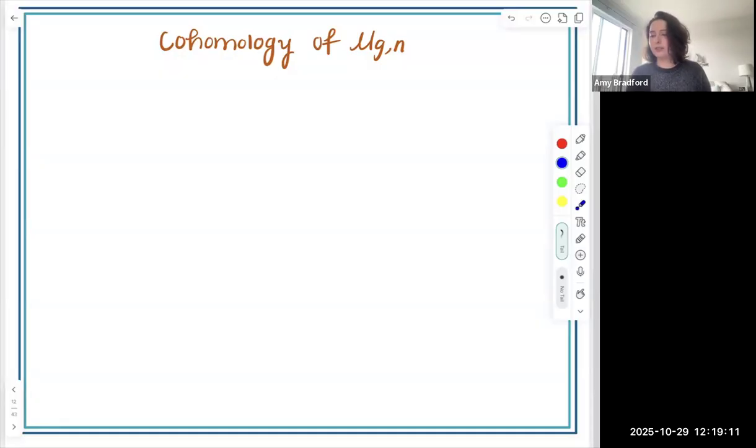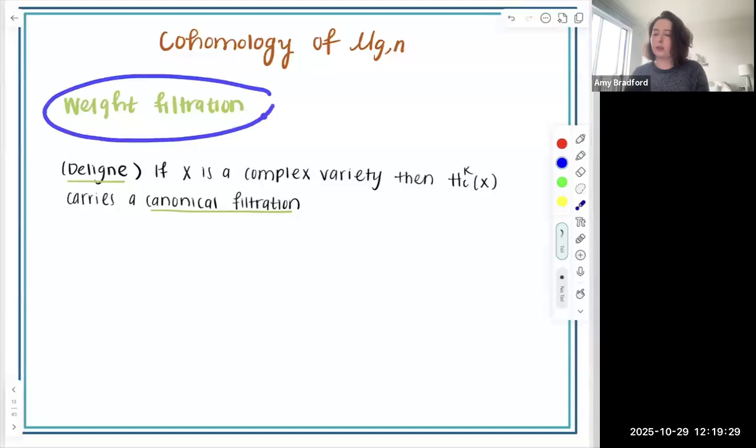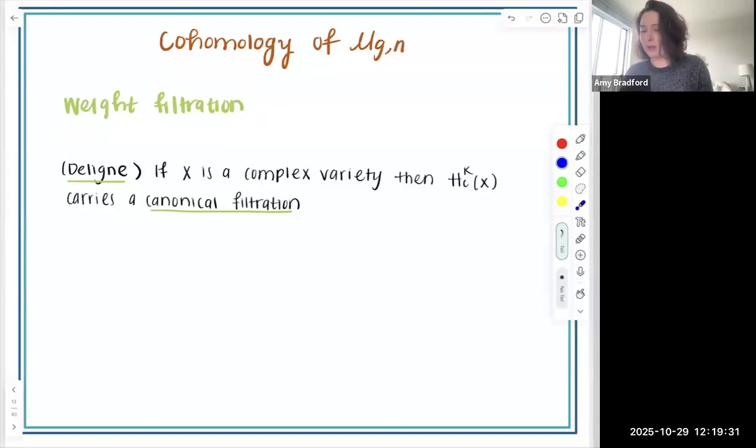It turns out that studying the full cohomology ring is sometimes too ambitious. So the first thing I want to say is that we're not actually going to study the full cohomology ring, but just a piece of it. That's the goal today. This is encoded in the notion of a weight filtration.